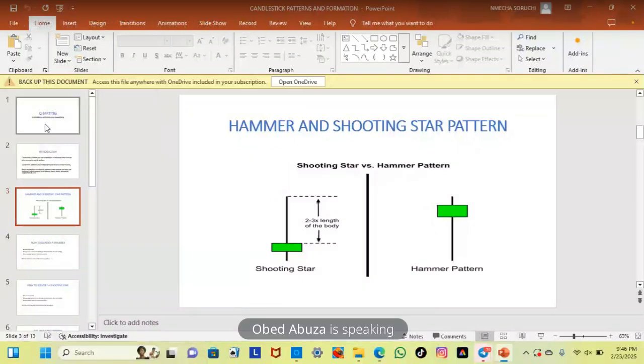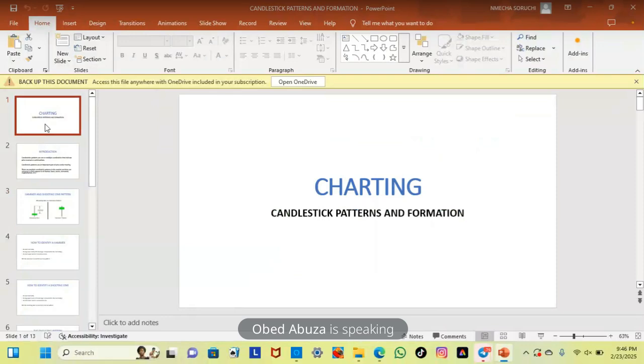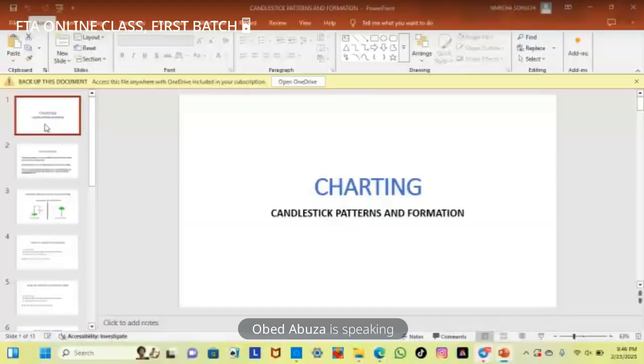Okay, like I said, welcome to today's class. So we're looking at candlestick patterns and formation. Candlestick patterns and formation under the topic. The main topic is what?